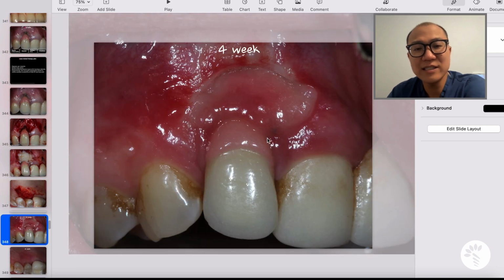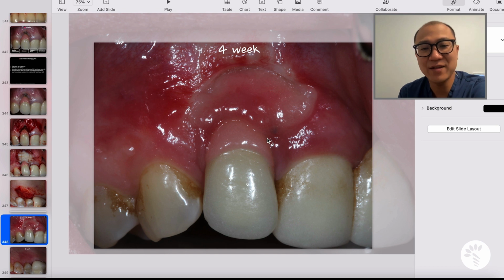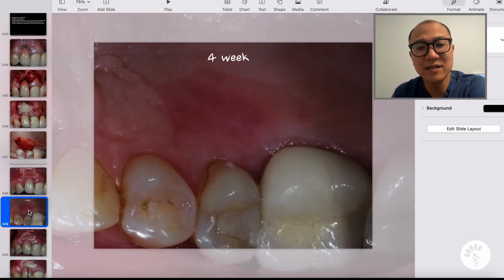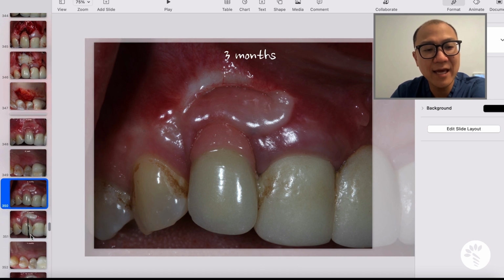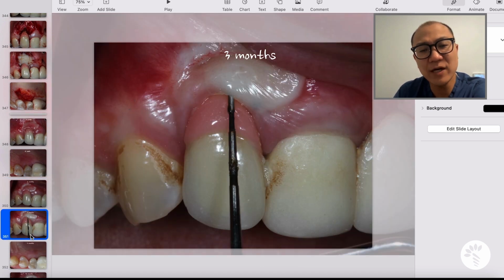So this is 4 weeks after, and you can clearly see that full coverage of the implant threads was achieved. And let's look at how things are healing. This is the 4-week follow-up on the palatal donor site. You can see the tissue healing is looking really good. And this is 3 months. You can clearly see the tissue is continuously maturing. And this is the 3-month follow-up.